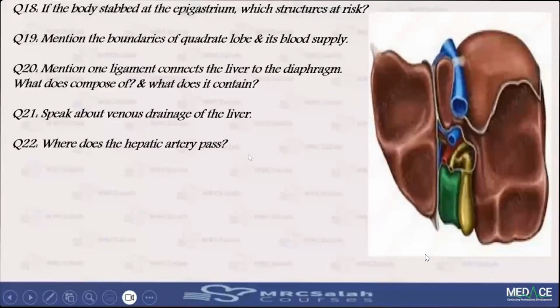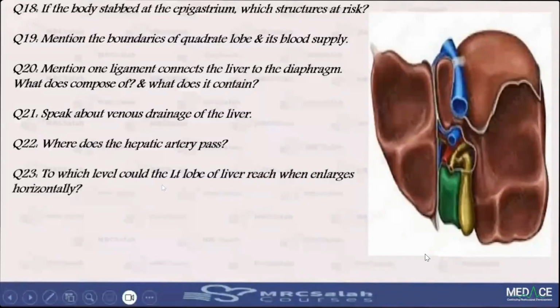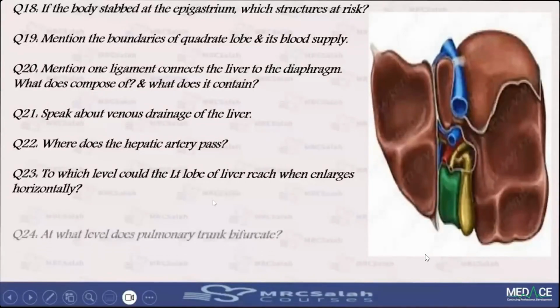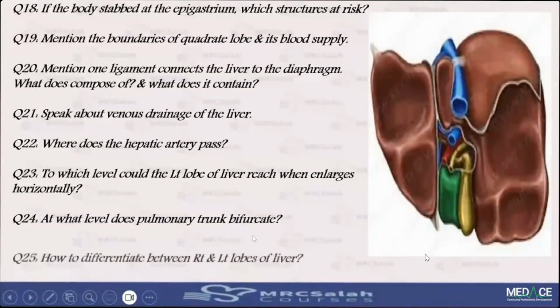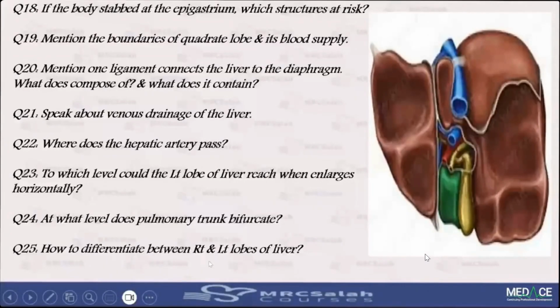Where does the hepatic artery pass? It passes in the anterior margin of the epiploic foramen, the lesser omentum. To which level could the lobe of the liver reach when enlarged horizontally? I'm not sure, to be honest. To the left midclavicular plane. Okay. At what level does the pulmonary trunk bifurcate? It's T4, T5. Yes.